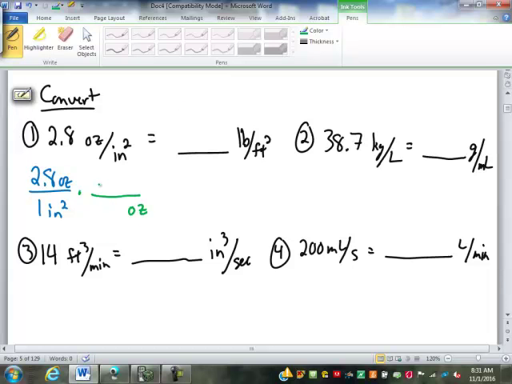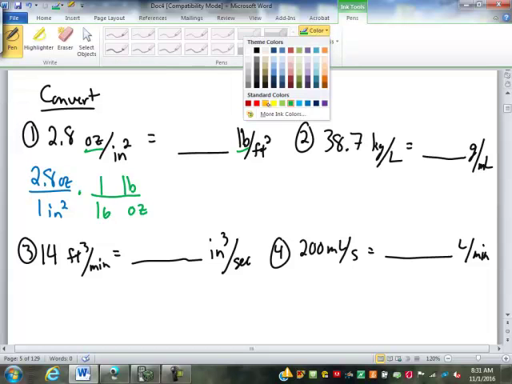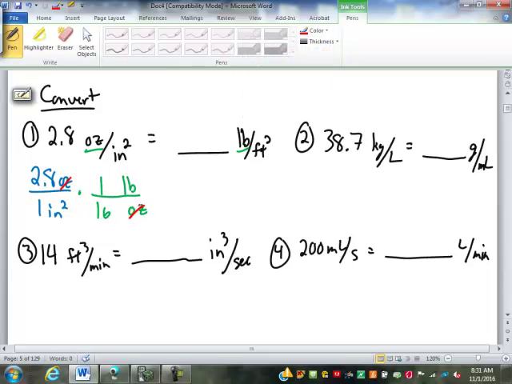What are we changing ounces into? Pounds. So pounds go on top. What's the relationship between pounds and ounces? 1 pound is 16 ounces. 1 pound to 16 ounces. Very good. So the ounces have canceled out. Right now we've got pounds on top and square inches on bottom. So we're in pounds per square inch.